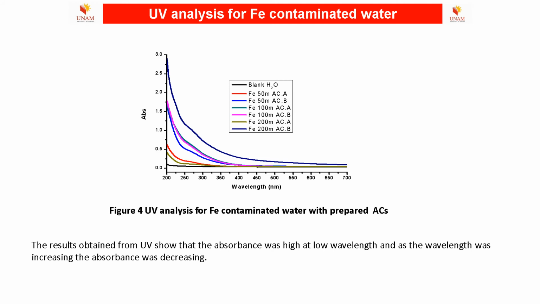So it reduced very slowly for the 200 molar concentration of iron for the ACB sample. As the wavelength increased, the absorbance decreased from 500. So a higher wavelength is needed for it to decrease.